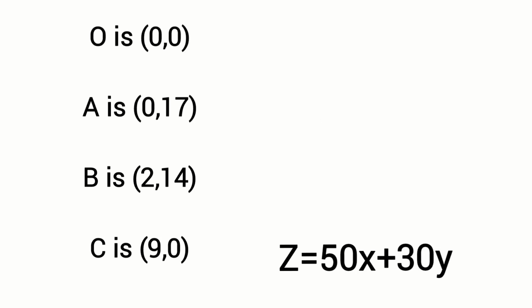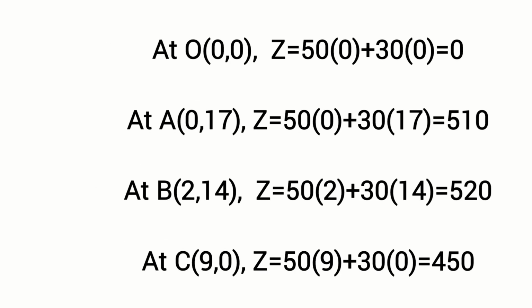We know the coordinates of the corner points. Evaluate the objective function z at the points. At O, z equal to 0. At A, z equal to 510. At B, z equal to 520. And at C, z equal to 450. Maximum value of z is 520 at B (2, 14).